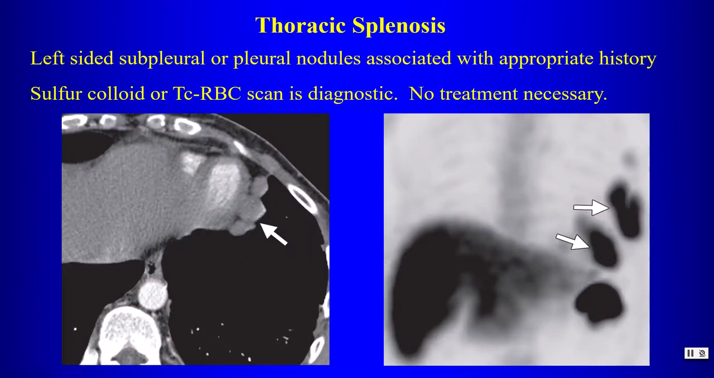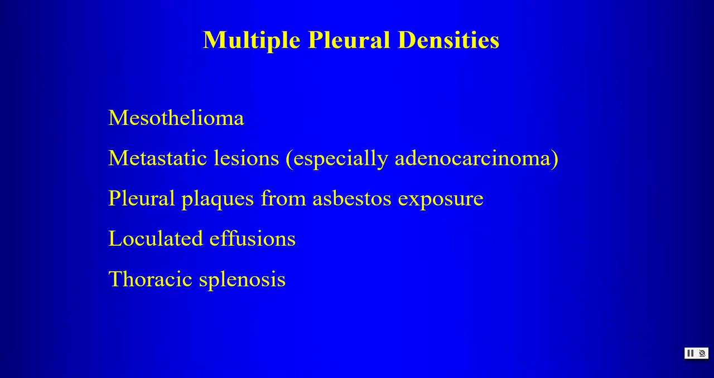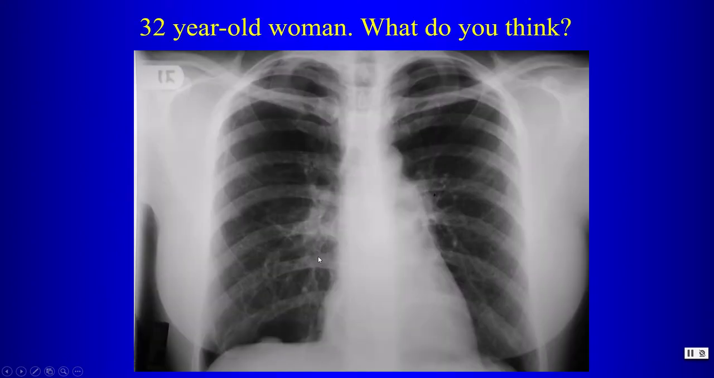For definitive diagnosis, sulfur colloid or technetium red blood cell scan, and it shows you the active splenic tissue within the chest. So that is pathognomonic for thoracic splenosis if we see that. So this is our differential for multiple pleural densities. So these are the lesions that we have discussed.